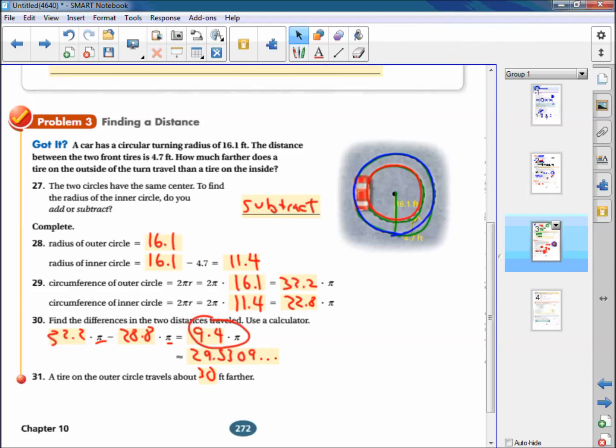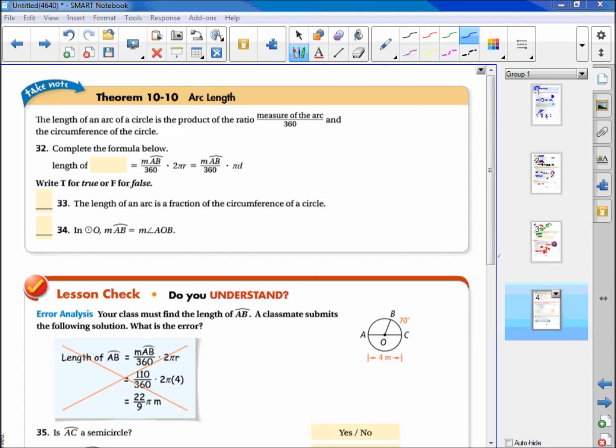Let's flip it over and look at our last page. All right, on our 4th page here, we have theorem 10-10, arc length. So now we want to know how long is the distance of the arc. So not the measure of the arc, the angle, but how long is it? So how far to walk from one part of the arc to the other.